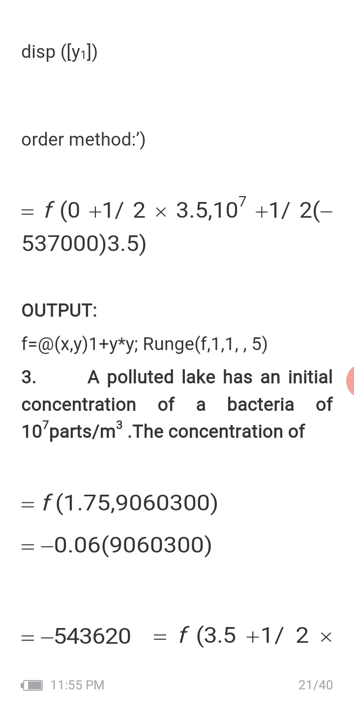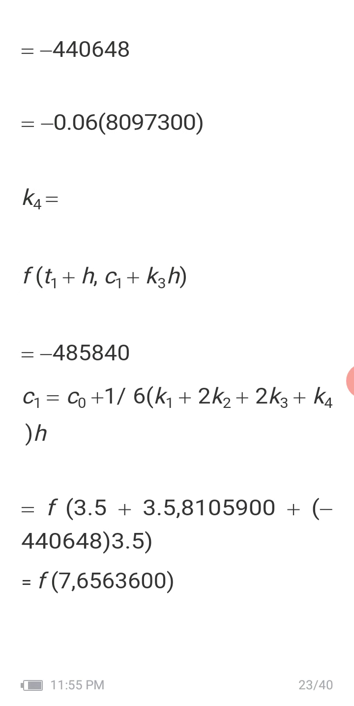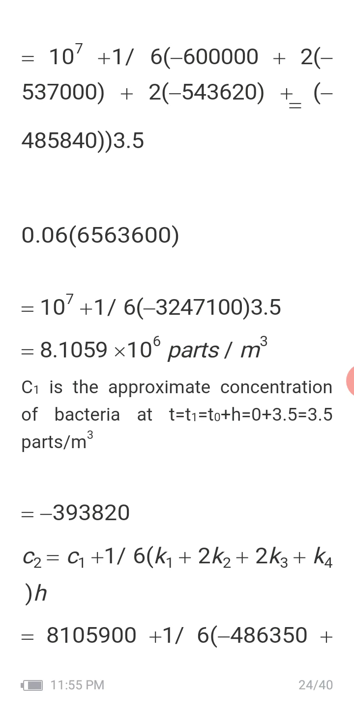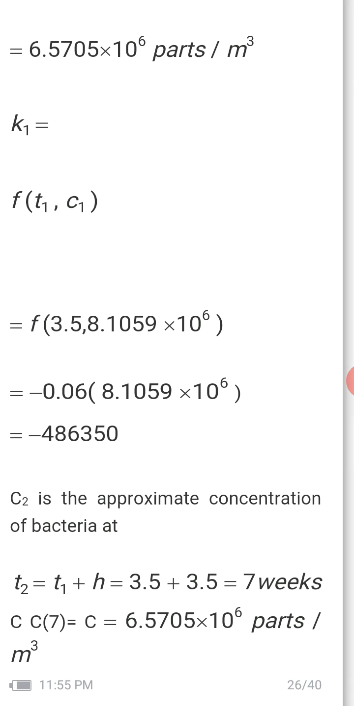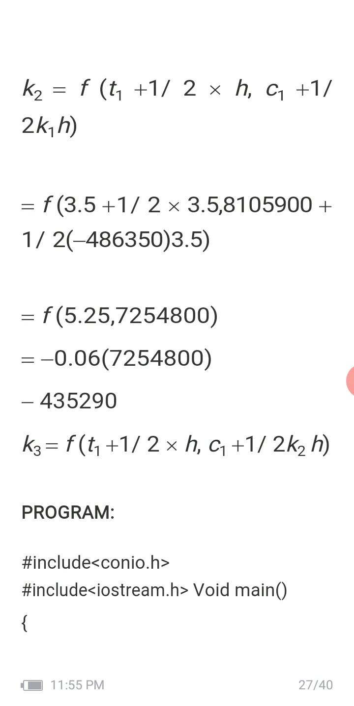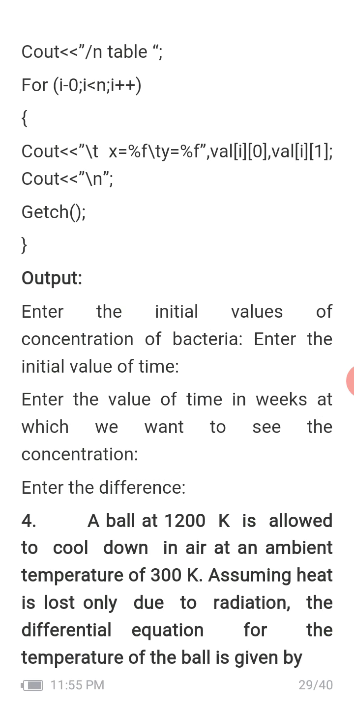Then the next problem is this. Same. Okay, the final answer is this one. Using this, we can write the program in C. We can get the values of same one. Enter the initial values only, we can get the final answers. We can get next problem.